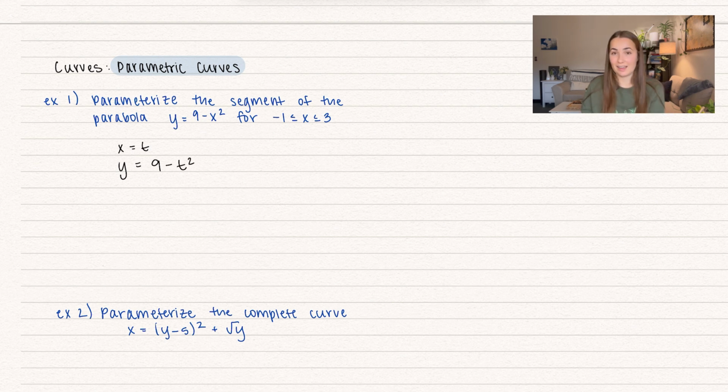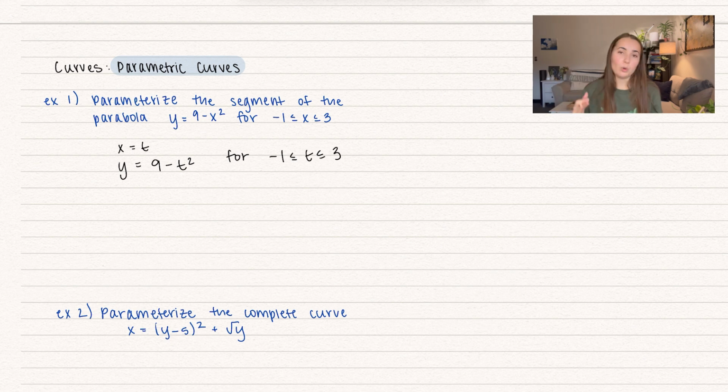I just replaced x. Now, since I just set x equal to t, this also tells me which t values this is going to be true for. Between -1 and 3, right? Because x is between -1 and 3, I set x equal to t. So now t is between -1 and 3.